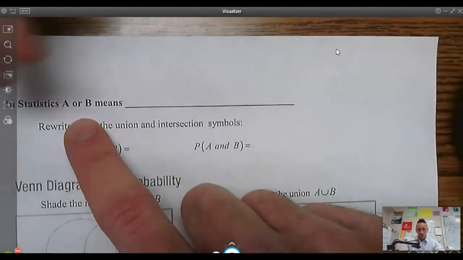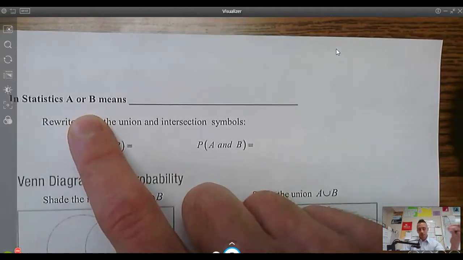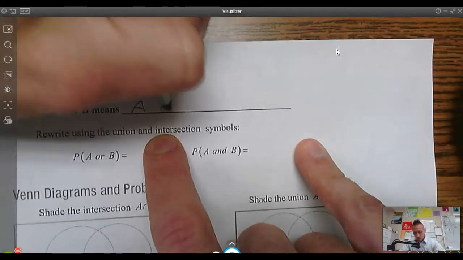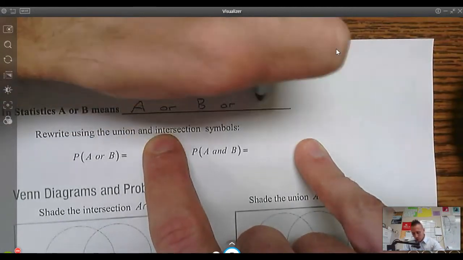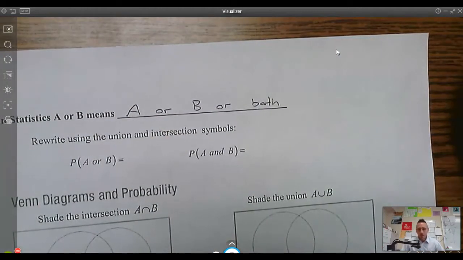So now that I've gone completely off topic, for us in stats, A or B means A or B or both. We're really using that Starbucks or that Dunkin' Donuts definition. They mean one or the other or both.